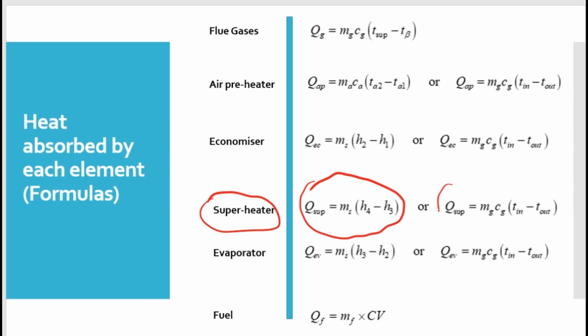We can also use this formula for the energy that is lost by the flue gases when they pass through the superheater, which is QSUP equals to mgCg (T in minus T out), where mg is the mass of flue gases, Cg is the specific heat capacity of flue gases, T in is the temperature of flue gases that enters the superheater, and T out is the temperature of flue gases leaving the superheater.